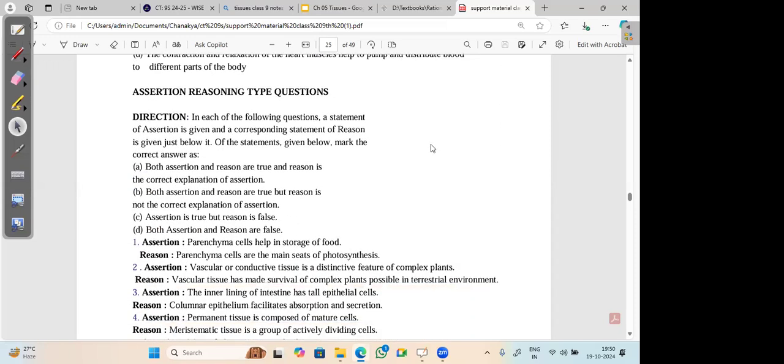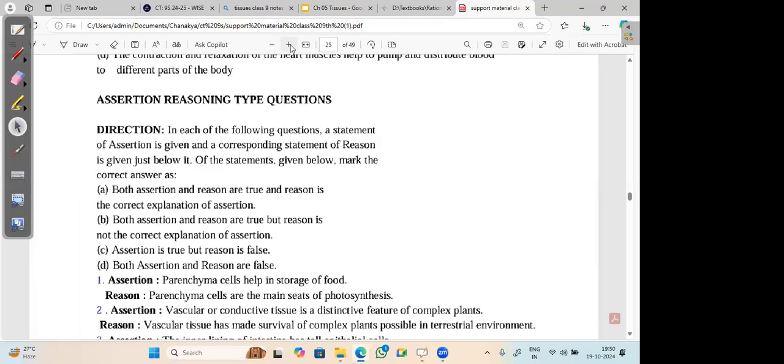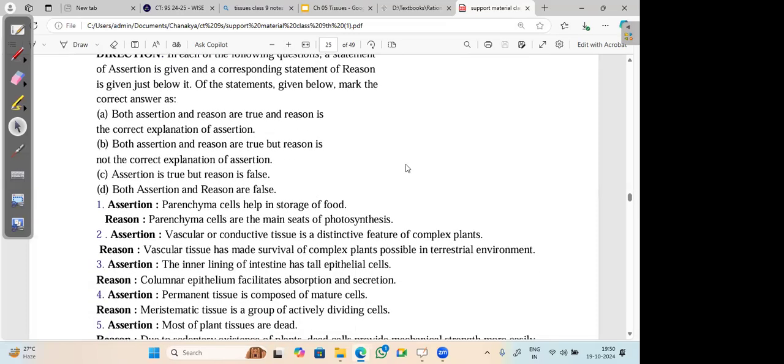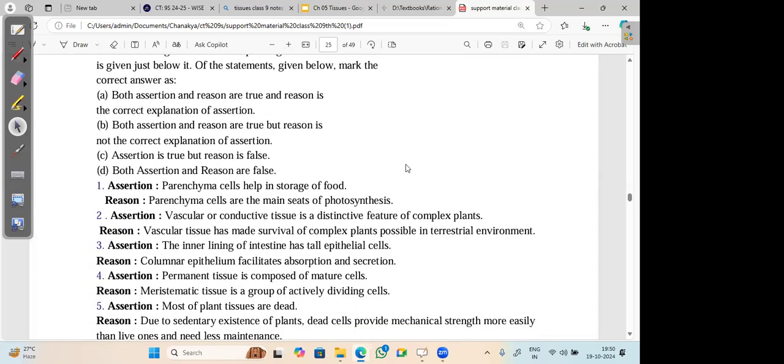So I hope everyone remembers the options for assertion and reason. It's almost the same everywhere. For assertion, both assertion and reason should be true and the reason should be the correct explanation. Then you have to put option A.